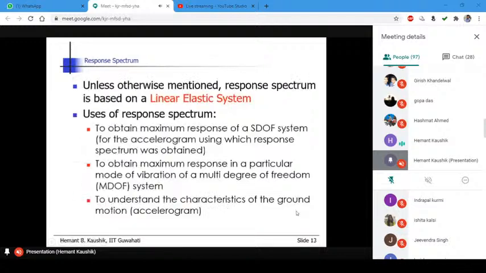Now, unless otherwise mentioned, the response spectrum is based on a linear elastic system. But then we can also develop the response spectrum for an inelastic system, and we will do this today.